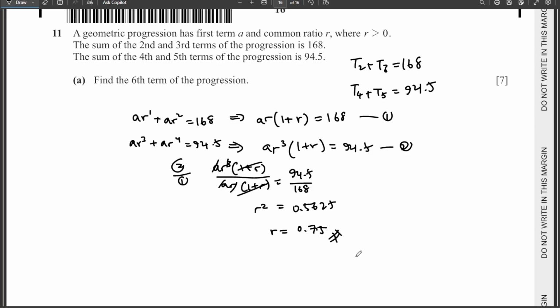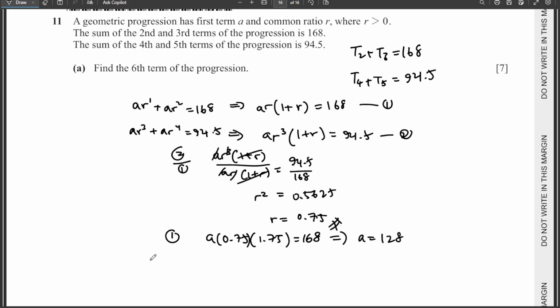Now we find A. Back into equation 1, we substitute R is 0.75. A we are able to get as 128. So for the sixth term, 128 times 0.75 to the power of 5, and we can get 30.375.